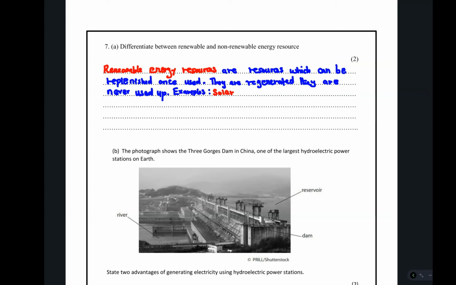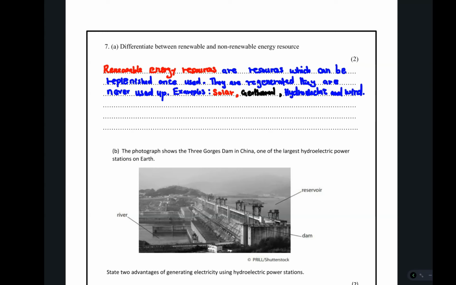So examples include solar, we can talk of geothermal, we can talk of hydroelectric power, we can talk of wind power, we can talk of tidal power. So these are the renewable. So you need to understand this definition, and also you need to understand advantages involved in these types of energy resources.